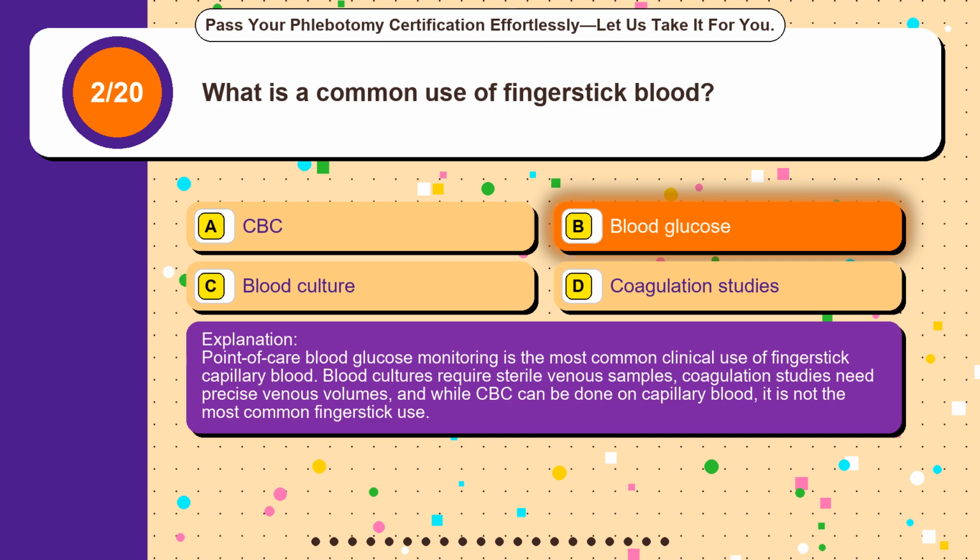Blood cultures require sterile venous samples, coagulation studies need precise venous volumes, and while CBC can be done on capillary blood, it is not the most common fingerstick use.